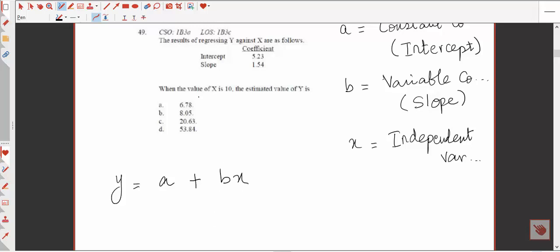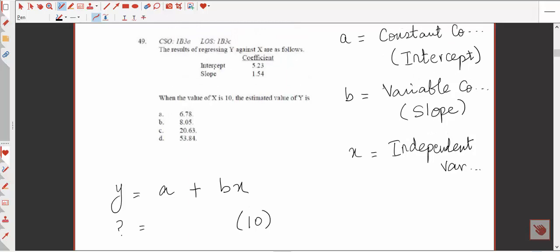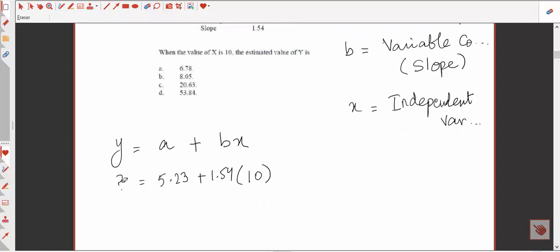They are saying when the value of x is 10, what is the estimated value of y? So they are giving you the value of x, which is 10, and they are asking what the value of y is, right? So I need a and b. Now I told you a means intercept and b means slope. They are not telling you here about fixed cost or variable cost, or constant or variable, but they are using the words intercept and slope. So you should not be confused, because I have already told you what intercept and slope are. So intercept is a, so I'm writing here 5.23, and slope is 1.54, which is b. If we solve this equation, we can easily get y, right?